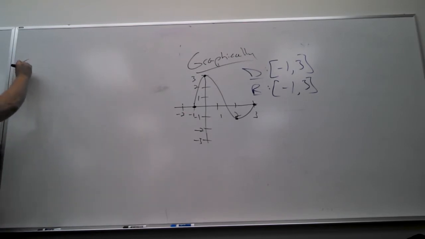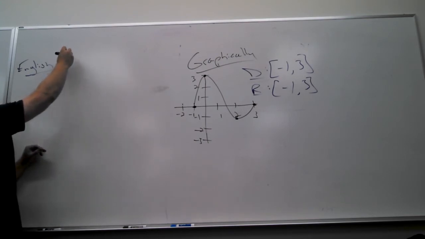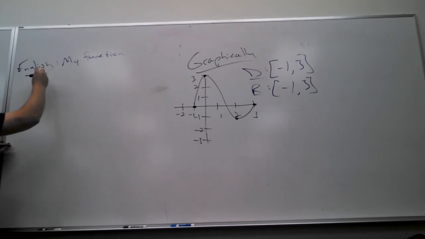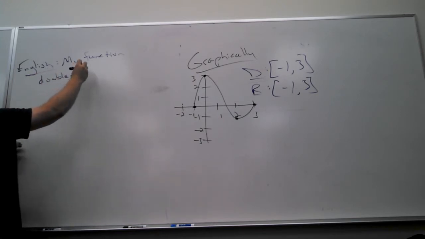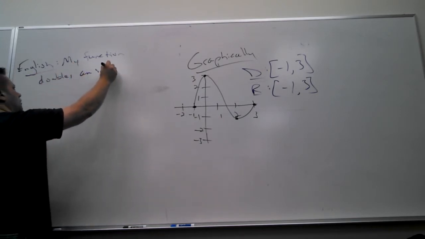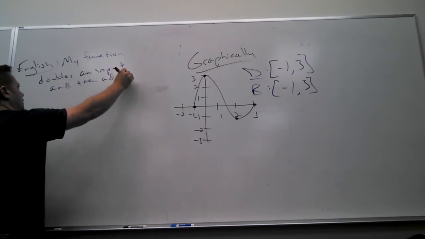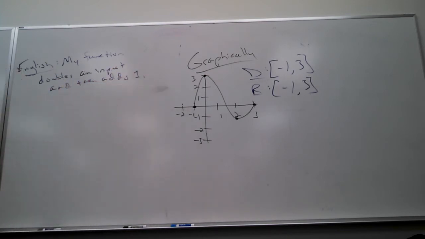In English, I can say this. My function doubles an input and then adds 1. My function doubles an input and then adds 1. How do you write that in mathematics?